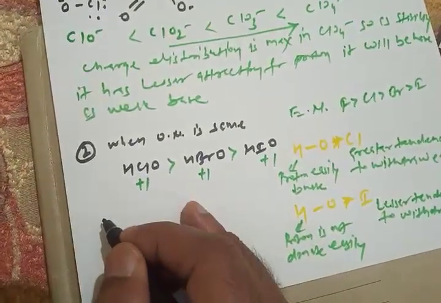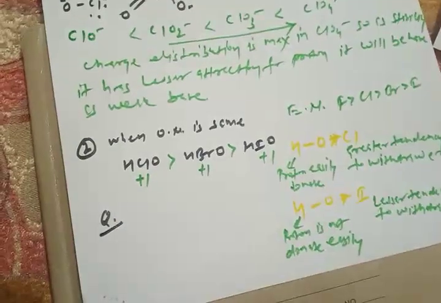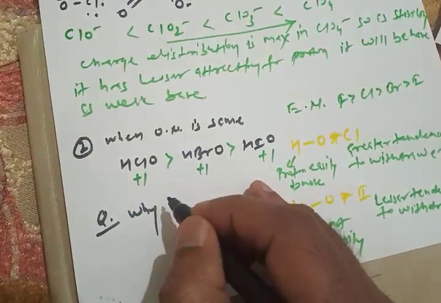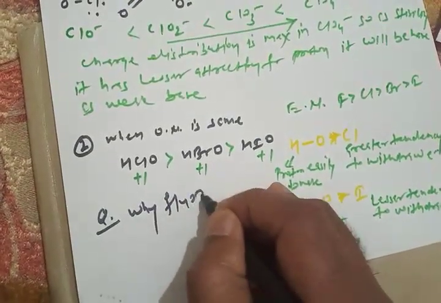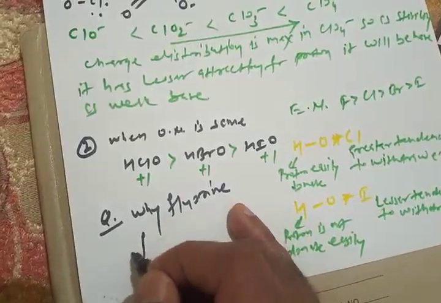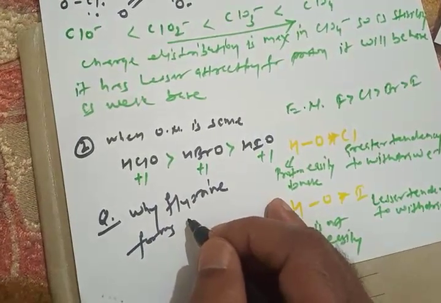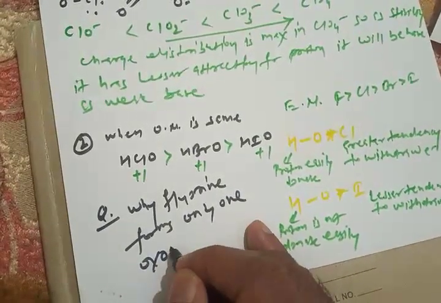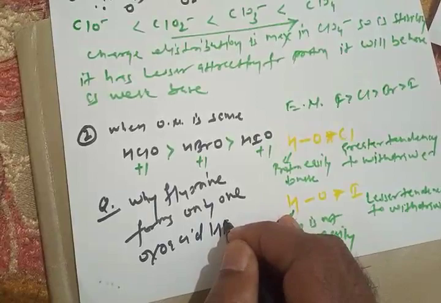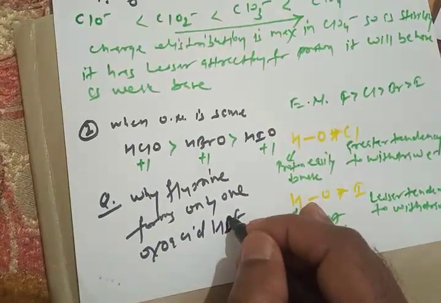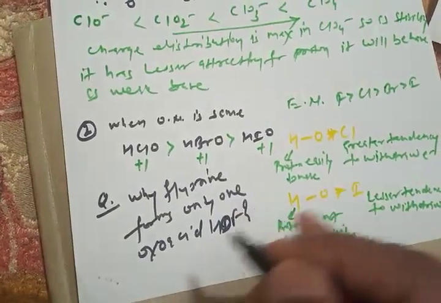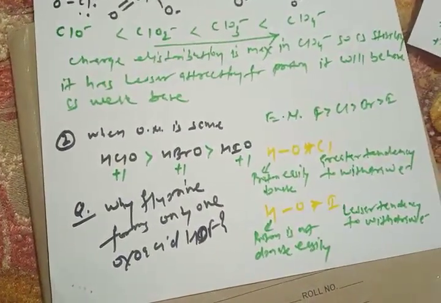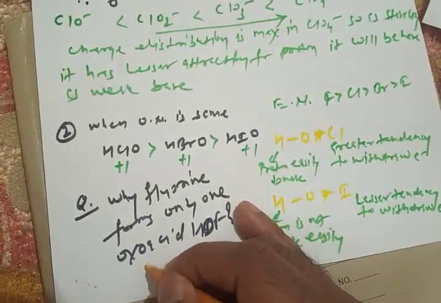Okay, now we are going to end with this question, a very simple question, you can answer very easily. Why does fluorine form only one oxoacid, that is HOF? Why does fluorine form only one oxoacid? You have to write the reason in the comment box or WhatsApp it to my number.